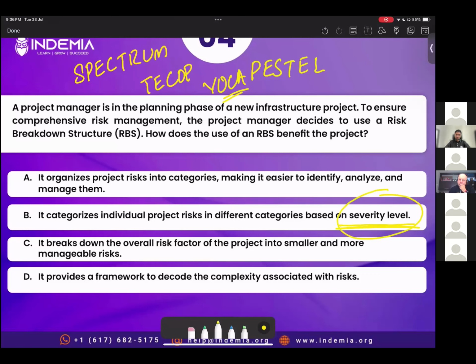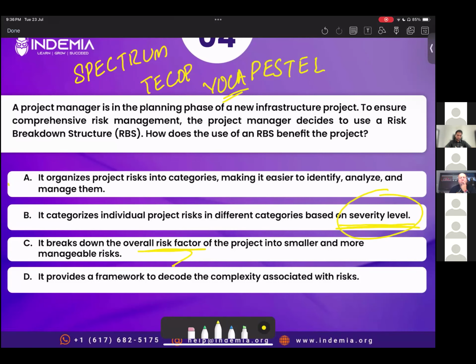Option C, it breaks down the overall risk factor of the project. No, it does not break down the overall risk factor. It breaks down risk into different categories. Option D, it provides a framework to decode the complexity associated with the risk. No, it doesn't provide any framework. It just provides different categories that you use to place different risk items in different sections.